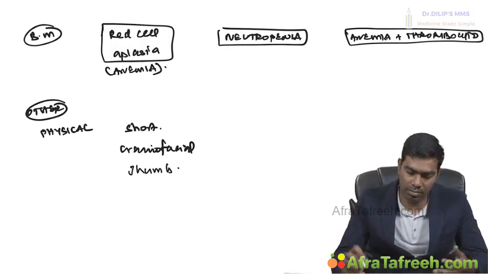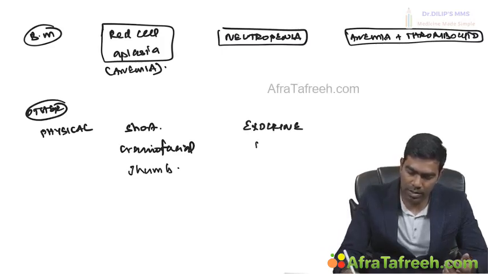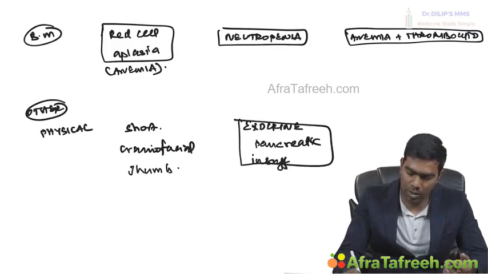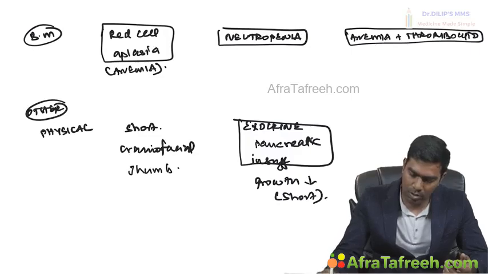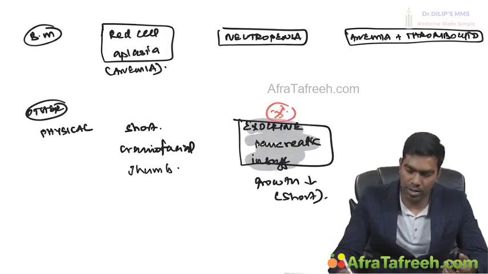And in Shwachman-Diamond syndrome, patient will have exocrine pancreatic insufficiency. And the patients might be suffering from long-term steatorrhea, and because of that itself, patient's growth may be retarded and the patients may look short. So exocrine pancreatic insufficiency, very, very important point. How absent radius and thumb is important for Fanconi anemia, similarly, this exocrine pancreatic insufficiency is very, very important for Shwachman-Diamond syndrome, SDS.